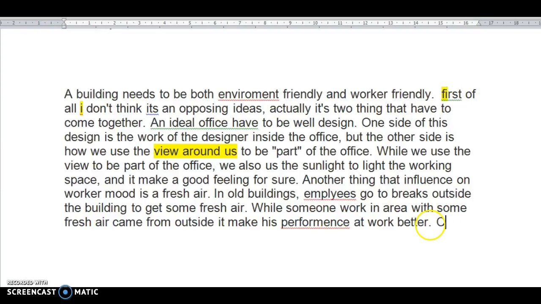We're missing some kind of concluding sentence to sum up the paragraph.